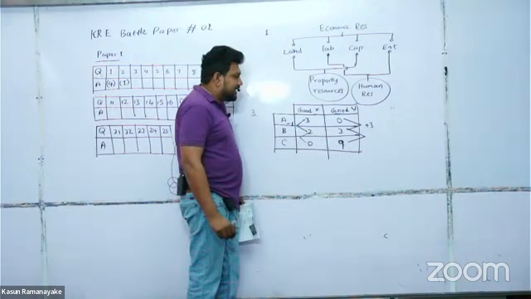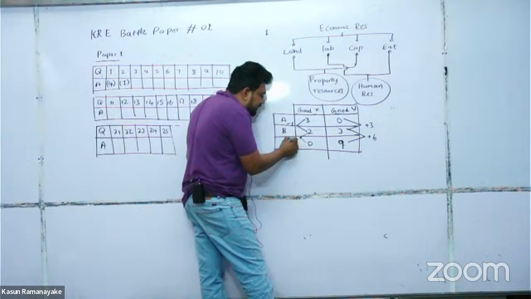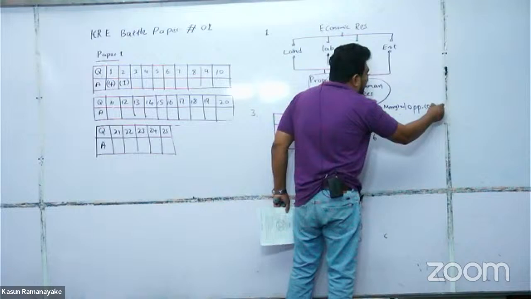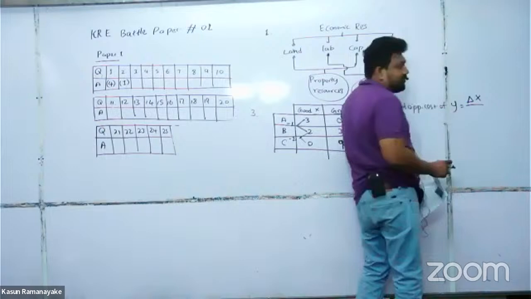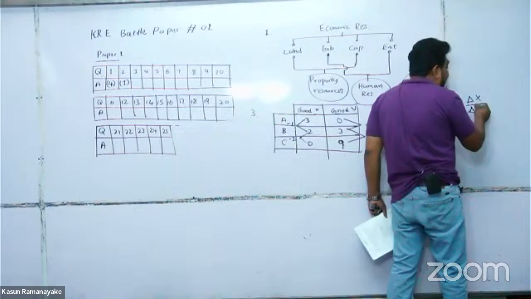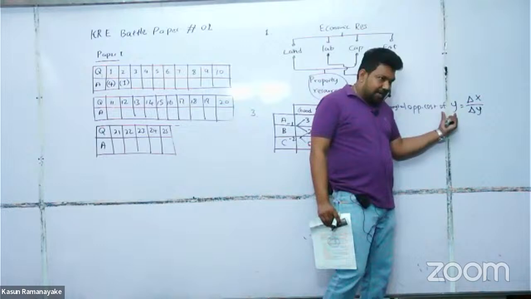Then when we are moving from B to C, Y could be increased by how many units? 6. X is decreasing by how many units? 2. Clear? Then we will check the marginal opportunity cost of Y. How to find it out? If it is Y, the number of units foregone is in the numerator. When you are increasing Y, what are you sacrificing? X. Then delta X divided by delta Y. Very simple. That's how you find the marginal opportunity cost: sacrifice X, produce Y.